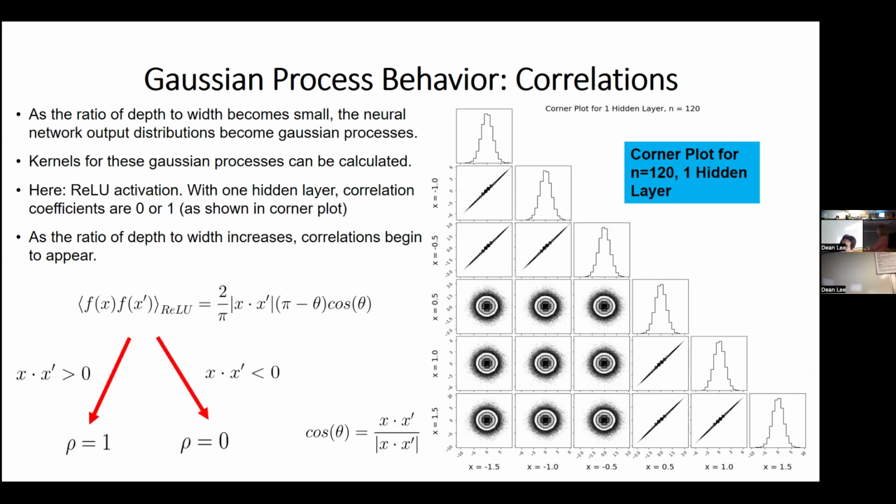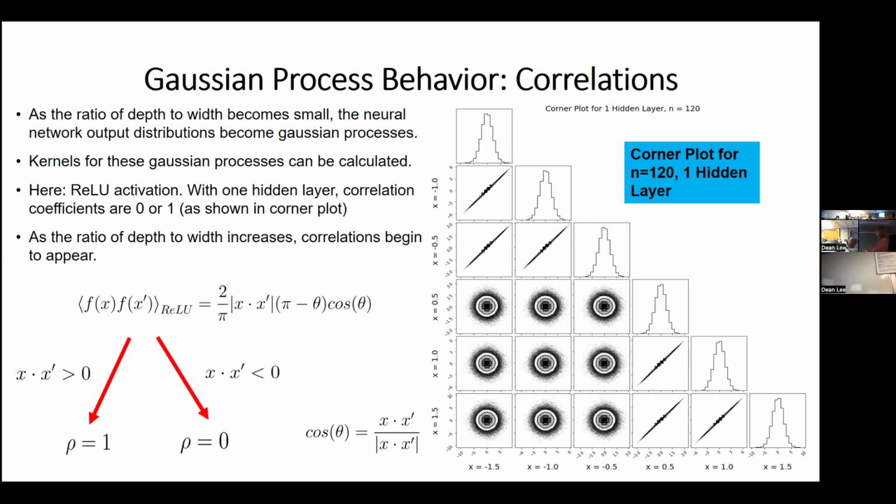And that leads to basically two results. If you have a positive product, you're going to get very correlated plots on the corner plot. And if it is a negative product, you're going to get no correlation. And so that gives you a very, very weird Gaussian process.